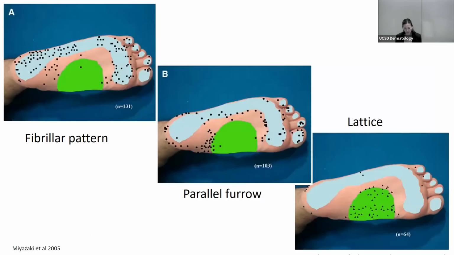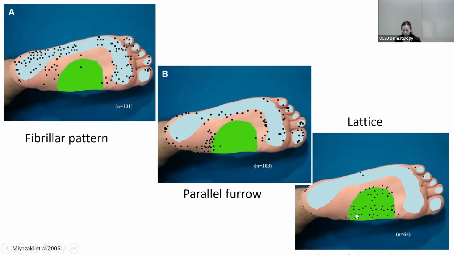This study by Miyazaki's group was interesting and highlights this because they looked at these 3 different patterns, and you can see that the fibrillar pattern is in areas of pressure. So ball of the foot, the lateral side of the foot, and then heel, and then the toe pads. And they really don't see this pattern in non-weight bearing areas of the foot. The normal parallel furrow pattern tends to be around the periphery of the weight bearing areas.